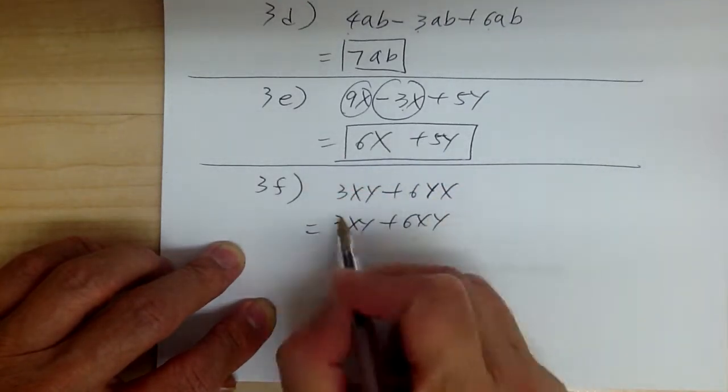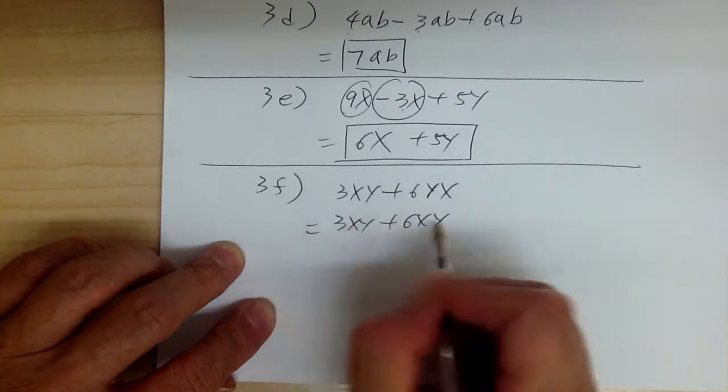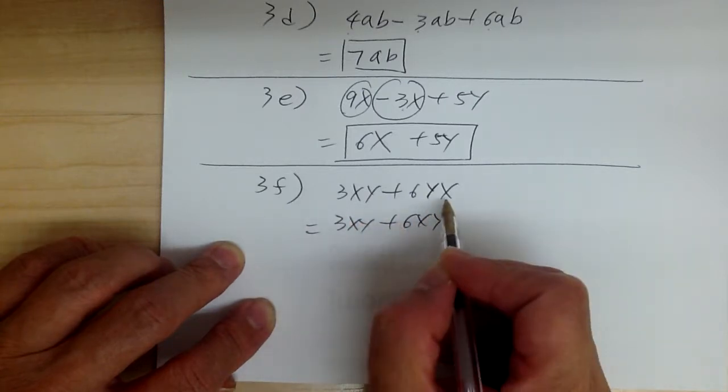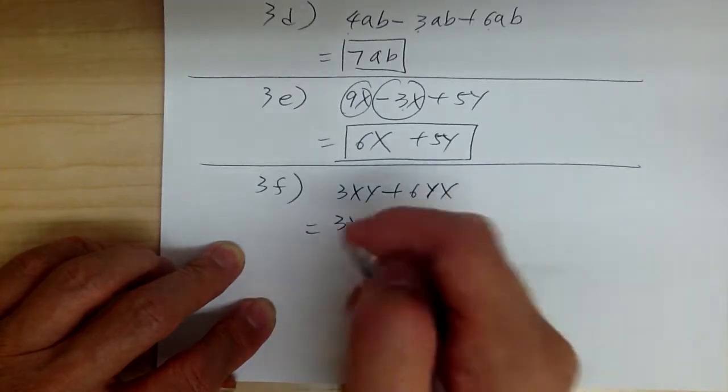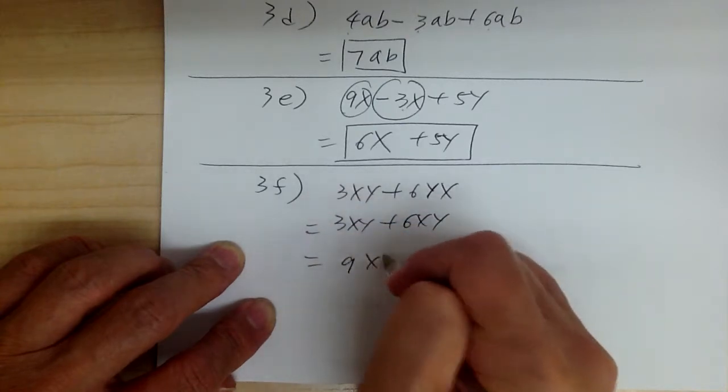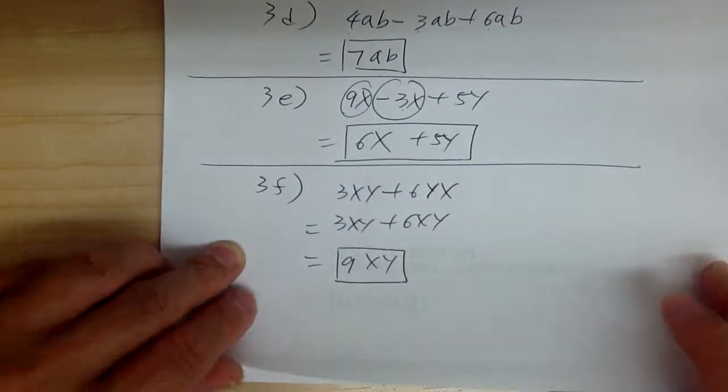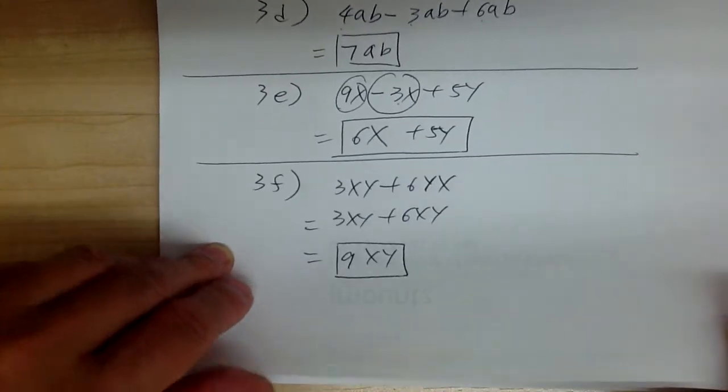Okay, so again, I'm writing it out so you can follow what I'm doing. So you don't have to do this step. Okay, you just are able to recognize they are the same. They are the like terms. So this will equal to 9xy. Okay. Okay, let's go to example 3G.